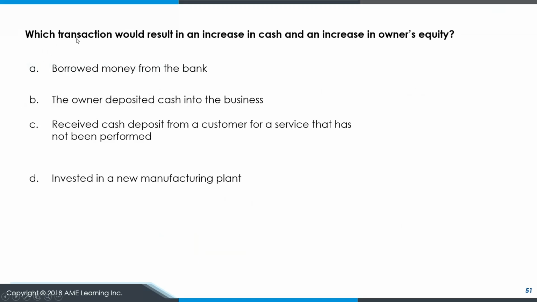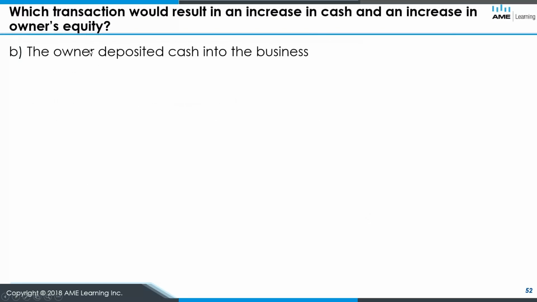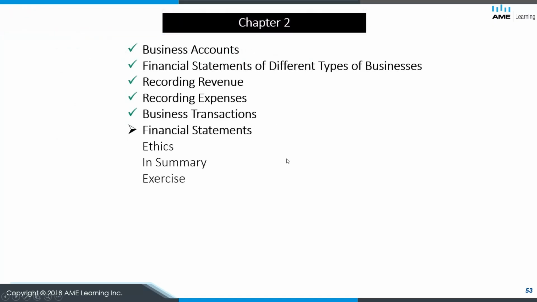Let's see here. So this one says, what transaction would result in an increase in cash and an increase in owner's equity? So here we would have an increase in cash. There's a few different ways that could happen. The owner depositing money into the bank, I think, the business here is the answer that this one will tie into. And yep. So that's a contribution, remember.